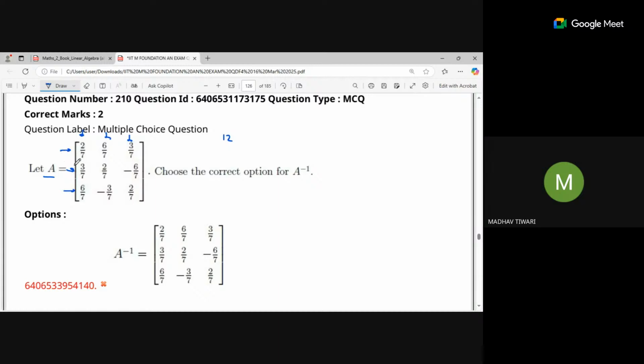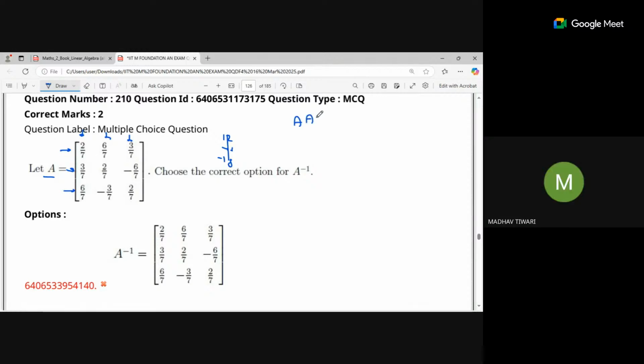12, it will be a 6, and it will be minus 18. Okay, so this is 0. So these three columns form an orthonormal set, as well as the row set is forming an orthonormal set. So this is an orthogonal matrix, right, sir?